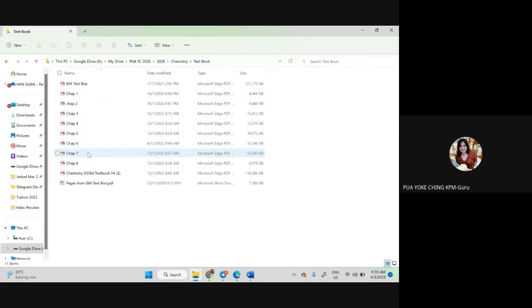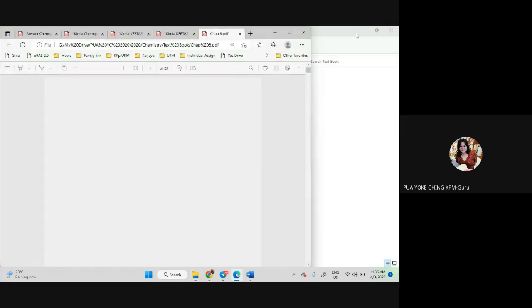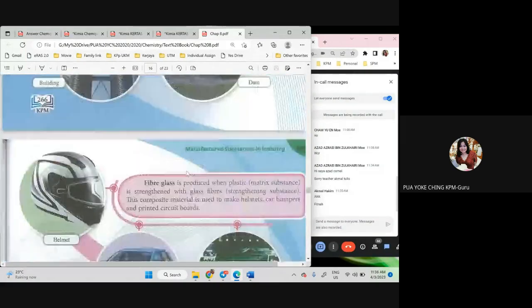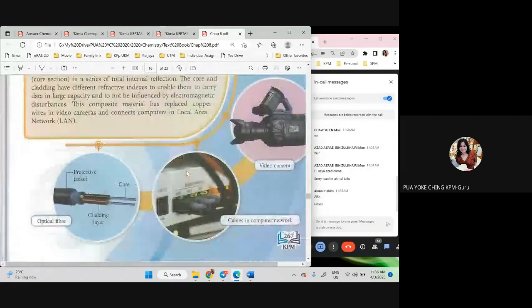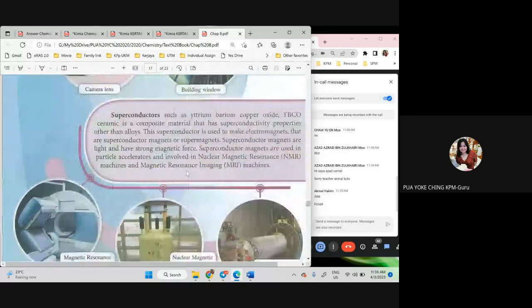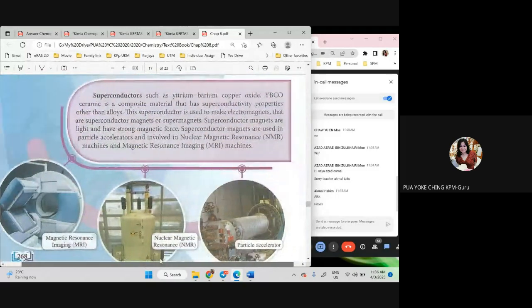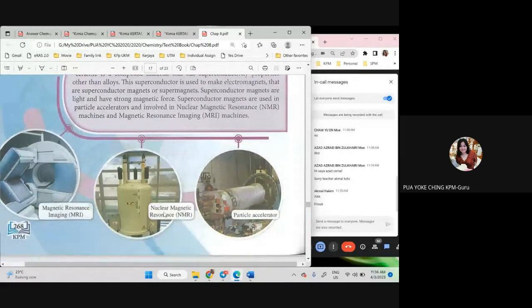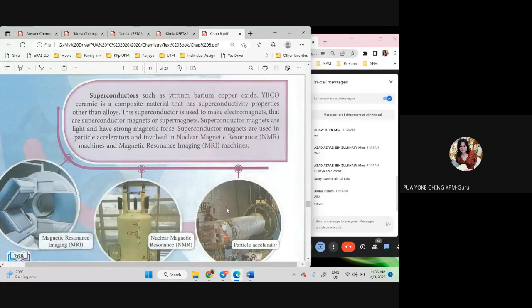Buku teks form 4, kita punya superconductor ada di sini. Boleh buat alat MRI, boleh buat nuclear magnetic resonance, particle accelerator, bullet train and whatever, sebab the YBCO ceramic is a composite that has a superconductivity property.